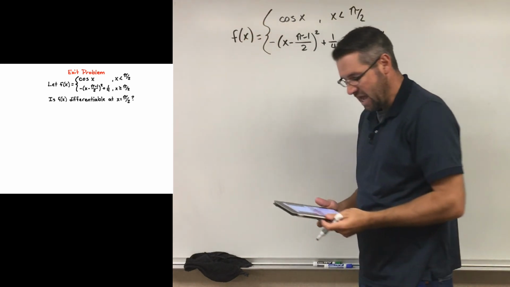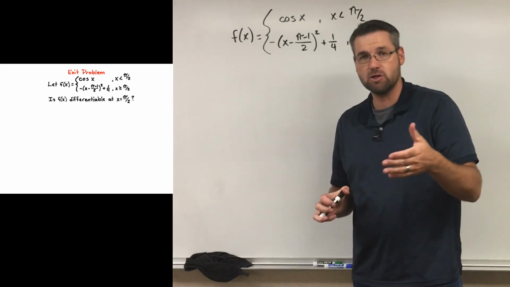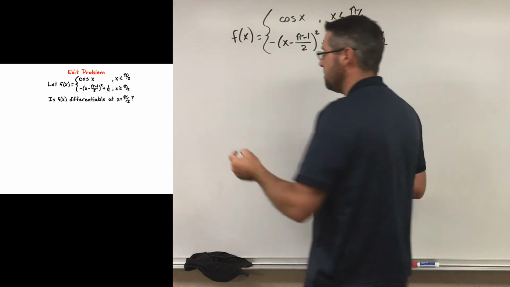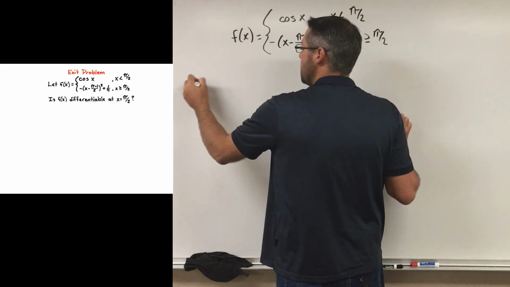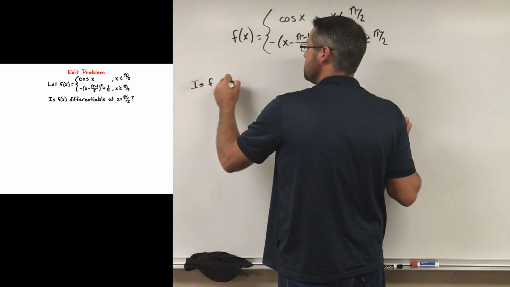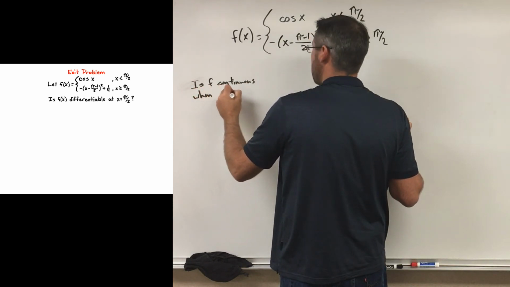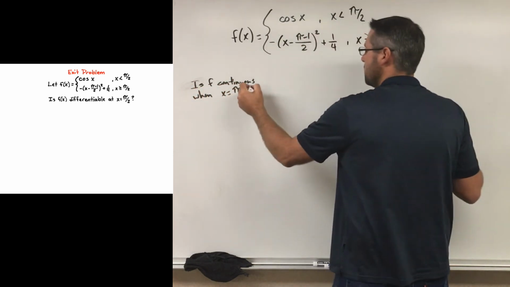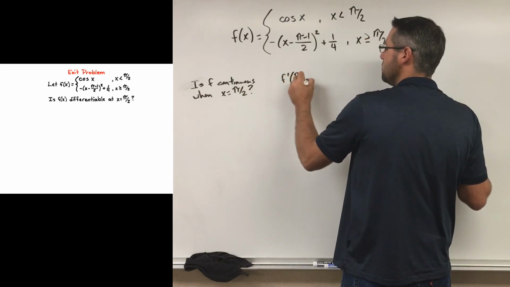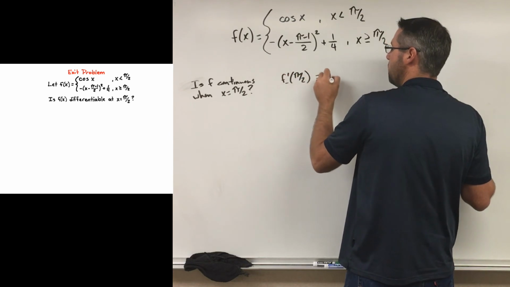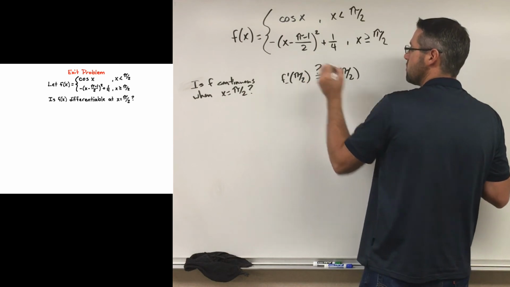The question is, is f differentiable at x equals pi over 2? Now remember, there's 3 parts to differentiability. So we're going to ask these questions. Number 1, is f continuous when x equals pi over 2? Okay, that's the first question. The next question is, what is f prime of pi over 2 from the left? And what is f prime of pi over 2 from the right? And we have to see if those are equal.